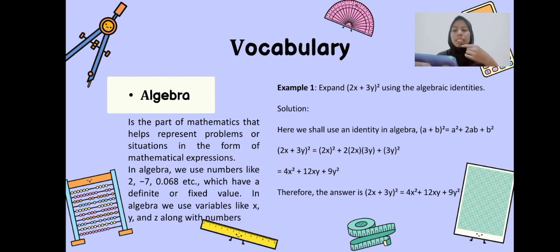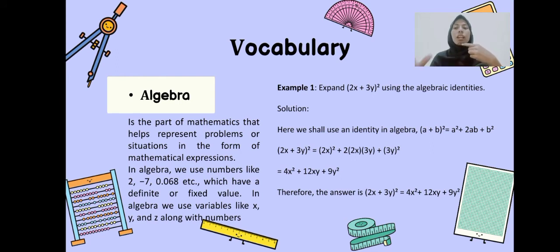Proceed to the next topic. It's about vocabulary. The first one is algebra. What is algebra? Algebra is the part of mathematics that helps represent a problem or situation in the form of mathematical expressions. So in algebra, we use numbers like 2, -7, etc., which have a definite or fixed value. In algebra, we use variables like x, y, and z along with numbers. For example, expand (2x + 3y)^2 using the algebraic identities.